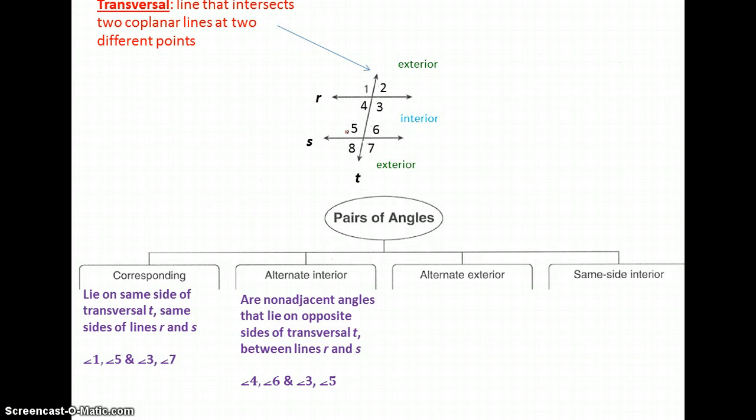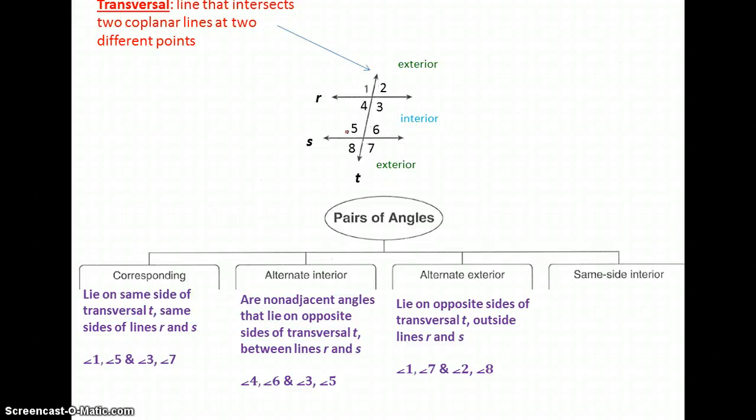For our alternate exterior, we're now looking at angles that lie on the opposite sides of transversal T. Again, they are alternate, but now on the outside of lines R and S. So your alternate exterior angle pairs would be angles 1 and 7 and angles 2 and 8.